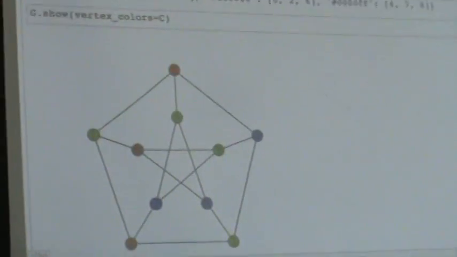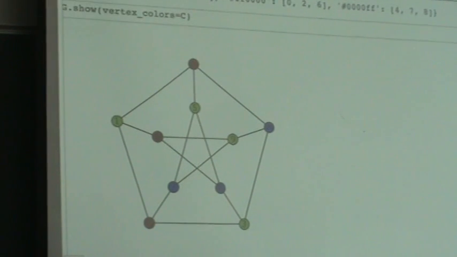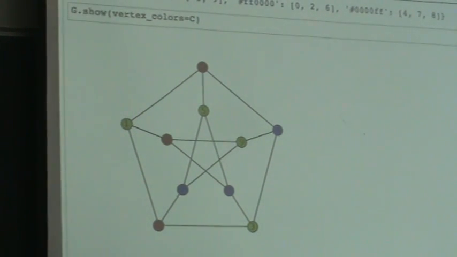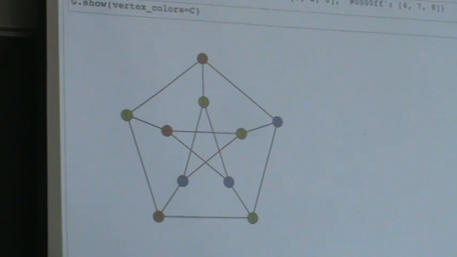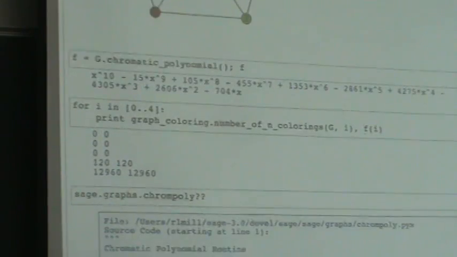So I think G is still the Petersen graph. Its chromatic number is 3. So you can see a 3 coloring here, maybe badly because of the projector, but the primary colors, so it's not that bad. I got that coloring from the graph coloring module, written by Tom Boothby.